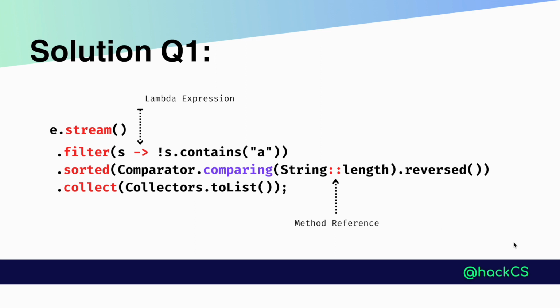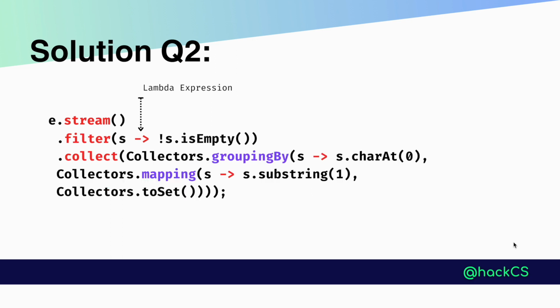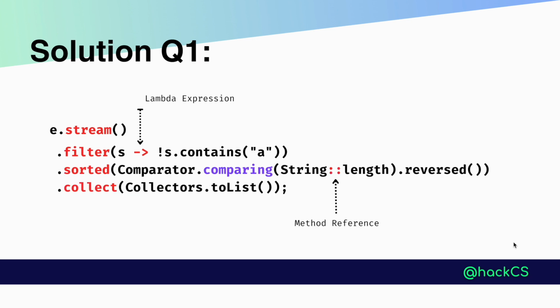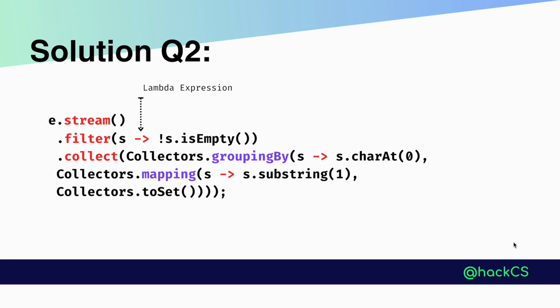Now we will jump into the question 2 solution. If you see question 1 and question 2, our initial steps are the same. We need to create a stream, then we need to filter. In question 1, we are filtering based on a certain element. We are searching for a character or an element in a particular stream, and in solution 2 we are just checking empty. Empty means either it's null or it's a blank space.